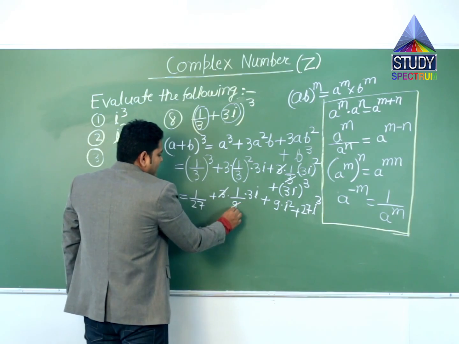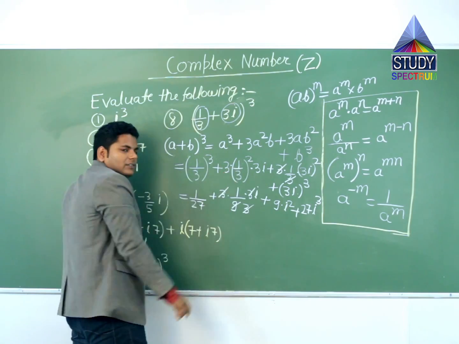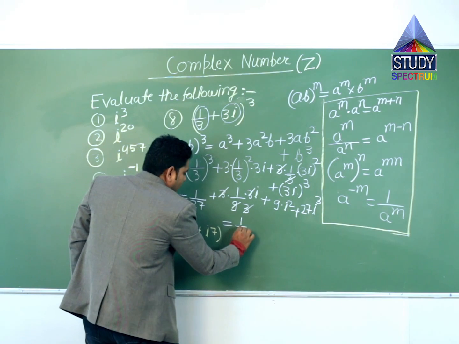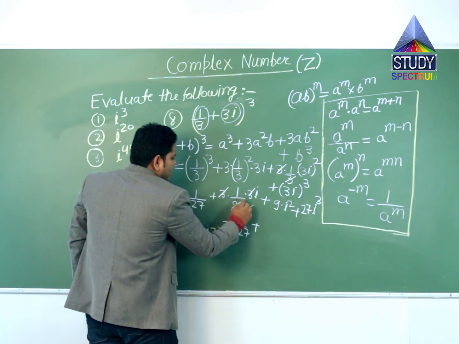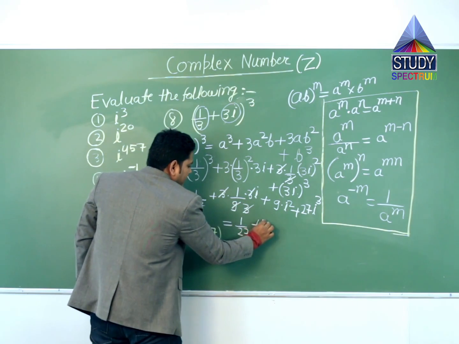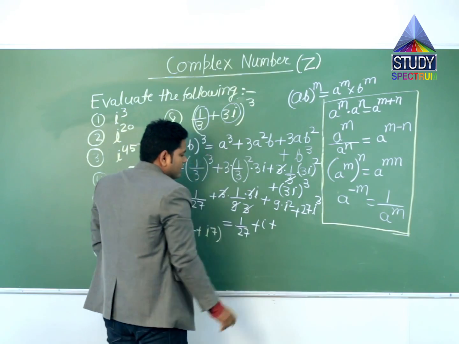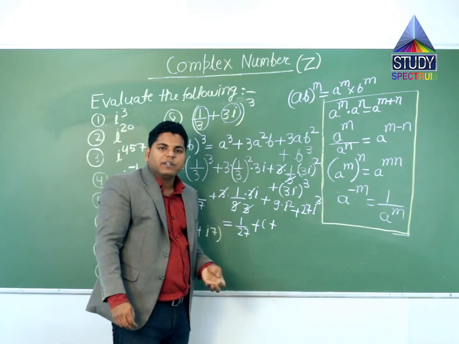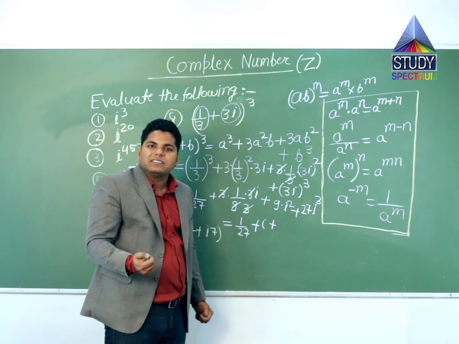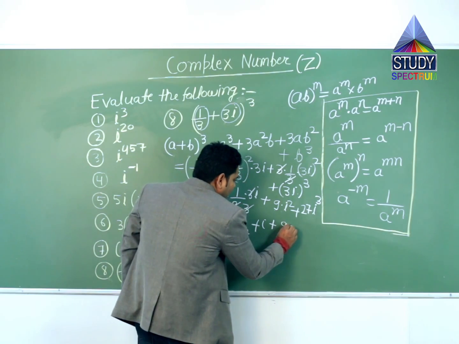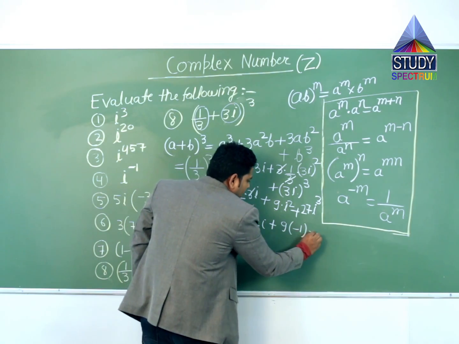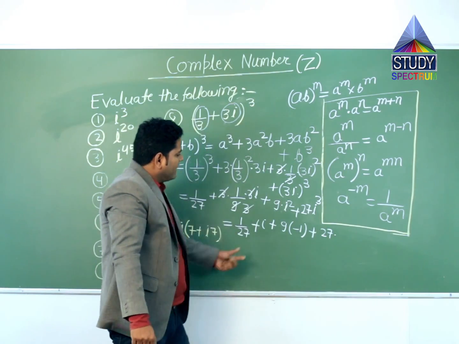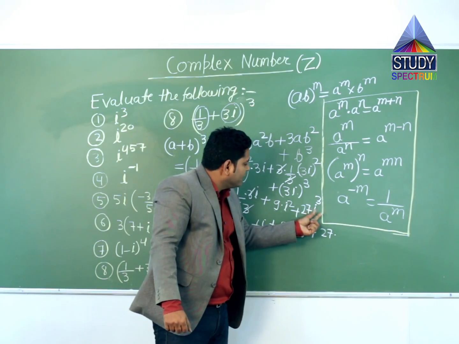Here 3 3s are 9 and 3 1s are 3, so we are left with 1 by 27 plus 1 into i is i, plus 9 into i square, and we know that i square is minus 1, so we will write here 9 into minus 1, plus 27, and we have to evaluate i cube.